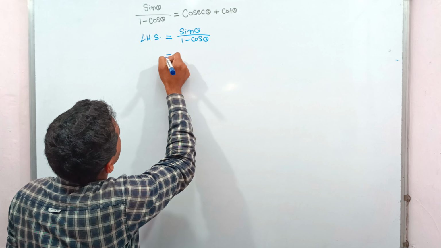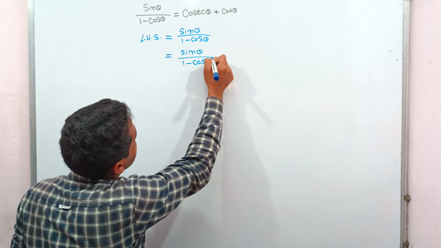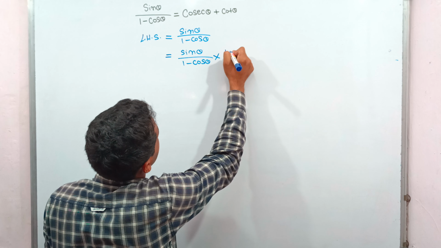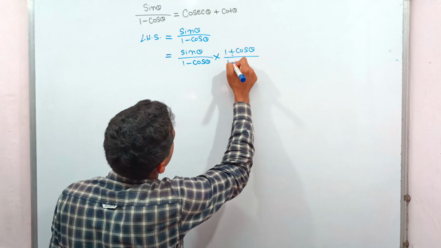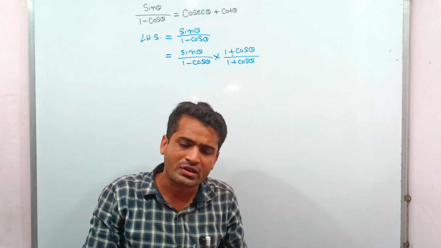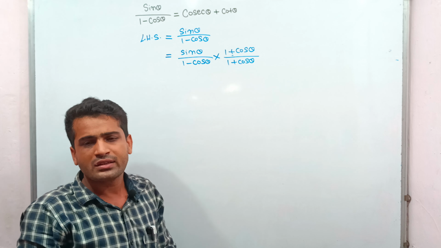See here, it is equal to sine of theta upon 1 minus cos of theta. Copy this as it is, write a multiply sign, and write 1 plus cos of theta upon 1 plus cos of theta. Write the numerator as well as the denominator the same, because if you do not do this, then our question will be disbalanced. Our question should be balanced, therefore we have to do the same thing to numerator as well as denominator.